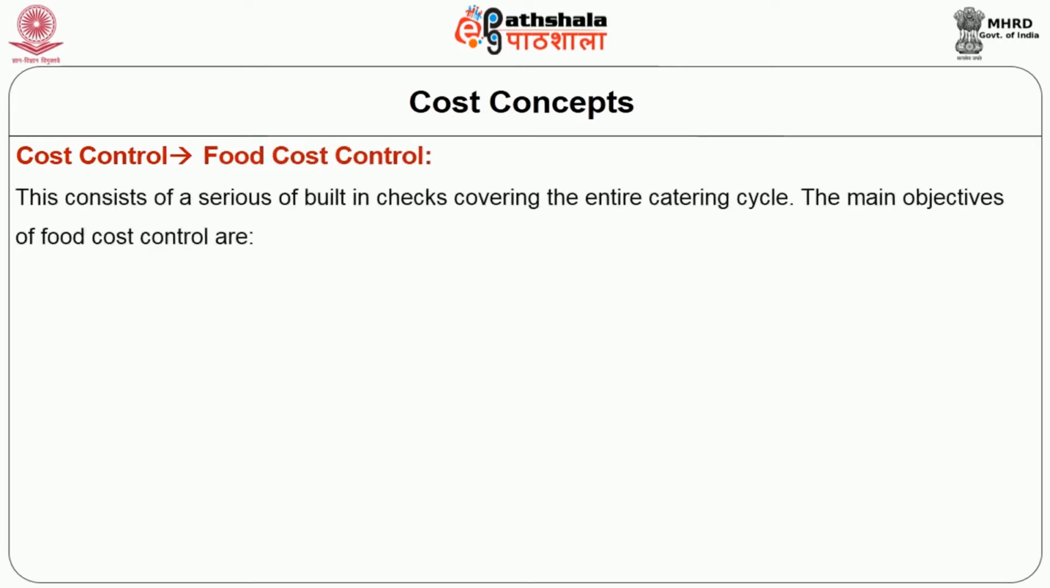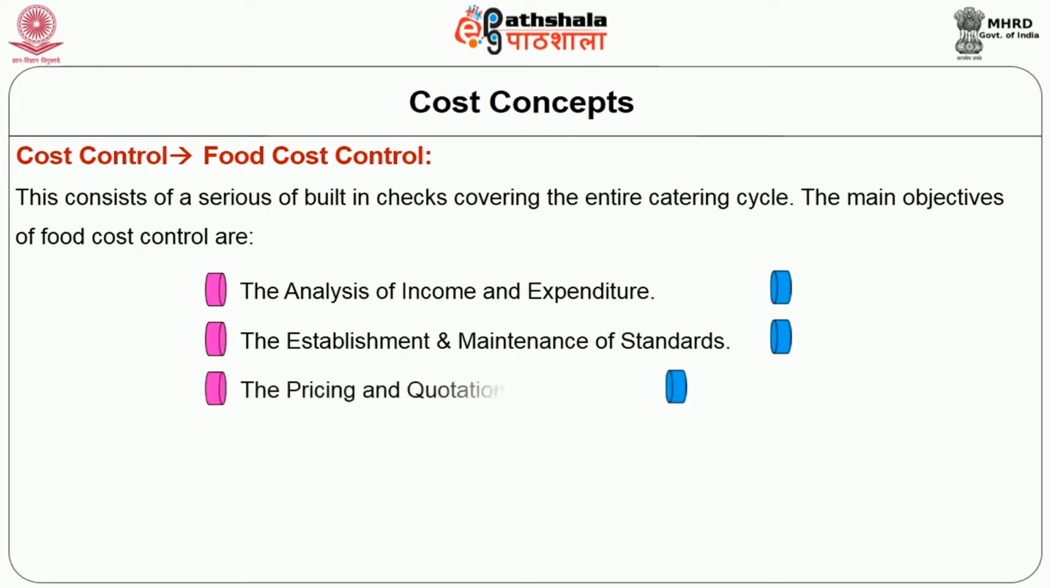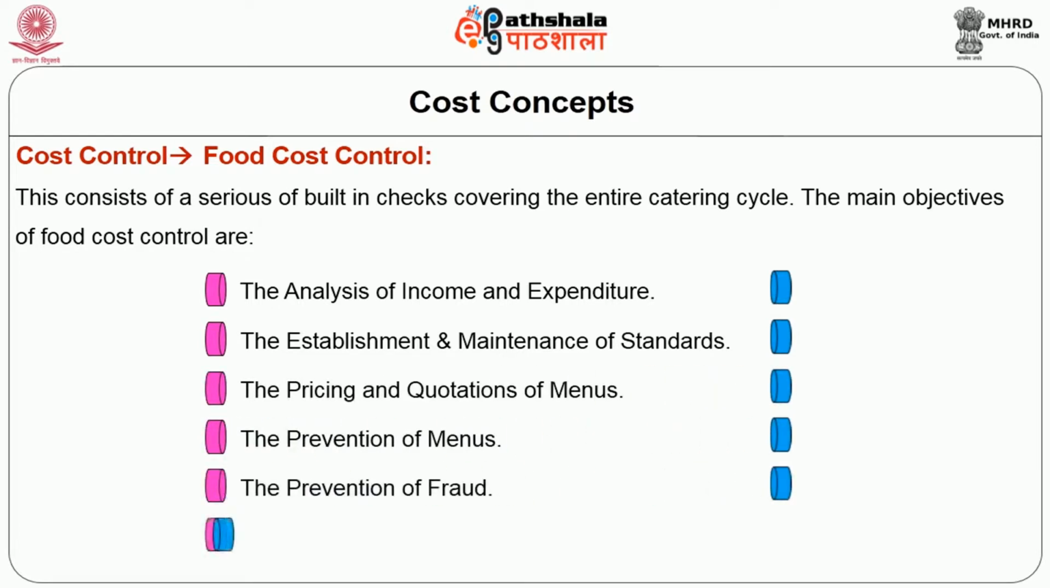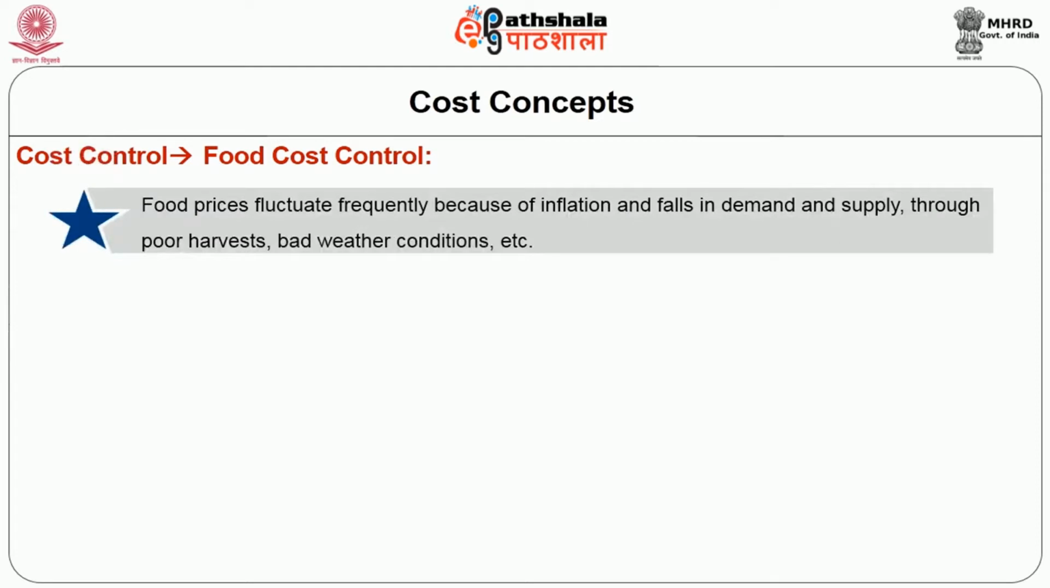This consists of a series of built-in checks covering the entire catering cycle. The main objectives of food cost control are the analysis of income and expenditure, the establishment and maintenance of standards, the pricing and quotations of menus, the prevention of fraud, and to provide information for management reports. The main difficulties of controlling food are as follows.